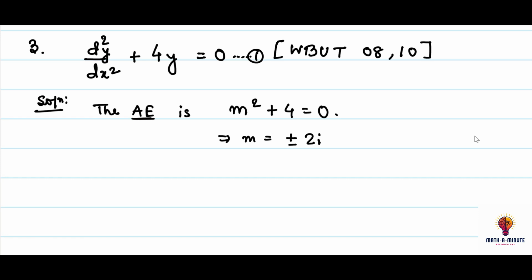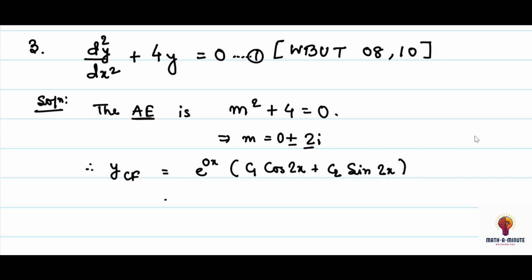Therefore, the complementary function will be e to the power real part. Here the real value is 0, so e to the power 0x, c1 cos beta x. Here the value of beta is 2, so c1 cos 2x plus c2 sine 2x. So we can write this directly as c1 cos 2x plus c2 sine 2x. In this way, we calculate the complementary function.